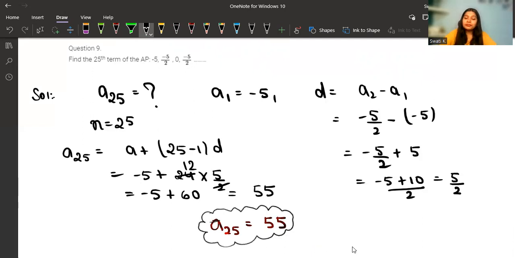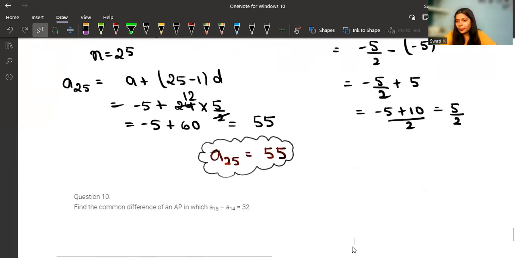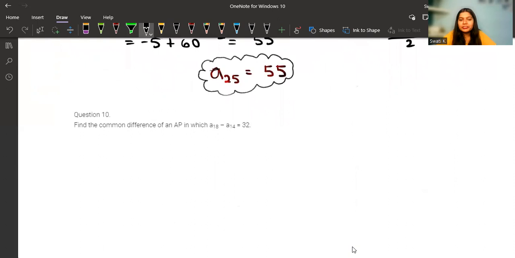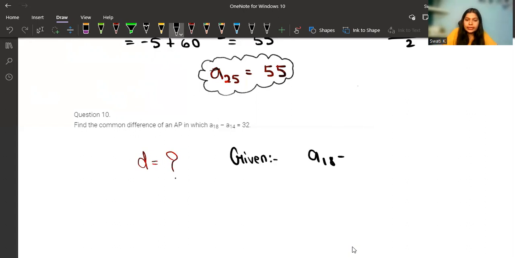Now let's move to our last question of this video, which is again very simple. Find the common difference of an AP in which A18 minus A14 is 32. Let's just use the given information. We have to find d. So let's write down d, question mark. Now, what is the given information? You can write down: given A18 minus A14 equals 32.